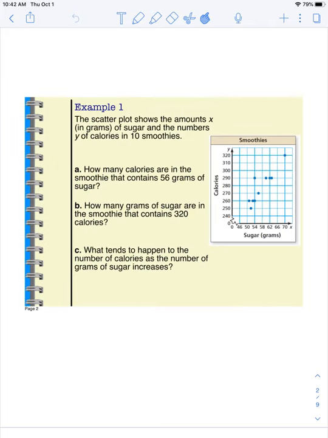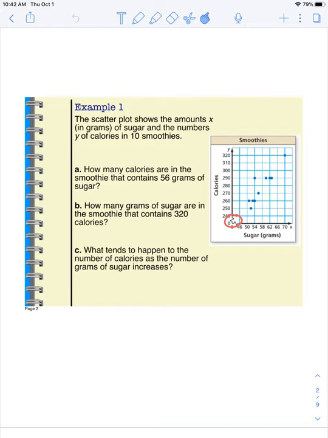All right, so example 1 shows a scatter plot measuring the grams of sugar and the numbers of calories in 10 smoothies. So sugars is the x-axis and calories is the y-axis. Notice there's a break in both bars there, which means the x-axis starts at 46 and the y-axis starts at 240. A break at the beginning like that is okay as long as you still count by the same interval.